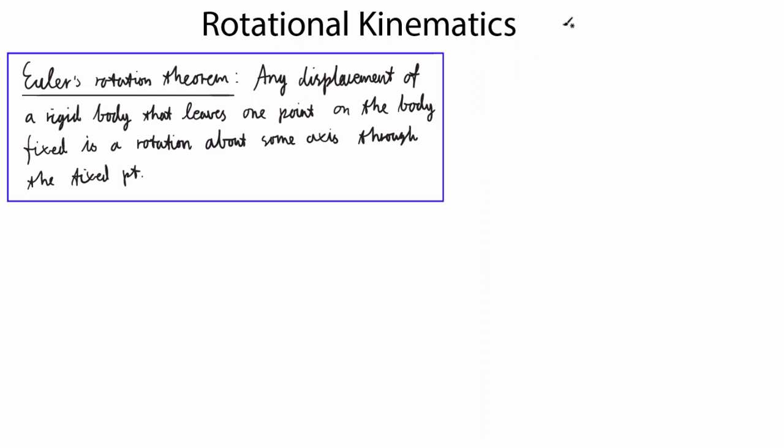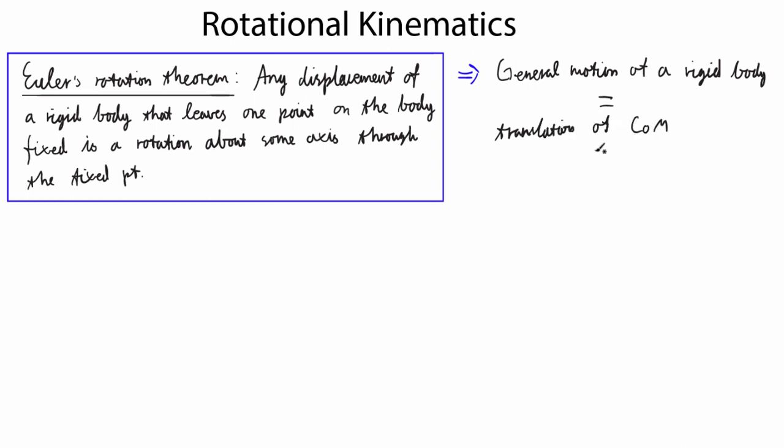It has important consequences for mechanics. In particular, it means that we can take the general motion of any rigid body and decompose it. We can say that it consists of a translation of the center of mass, followed by a rotation about the center of mass.